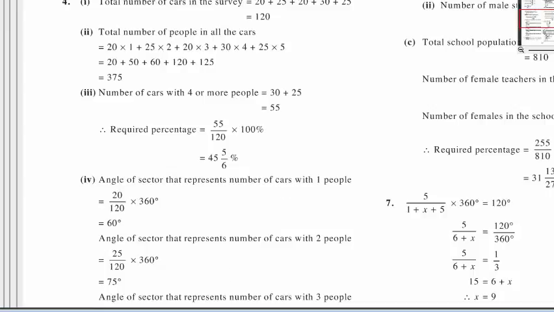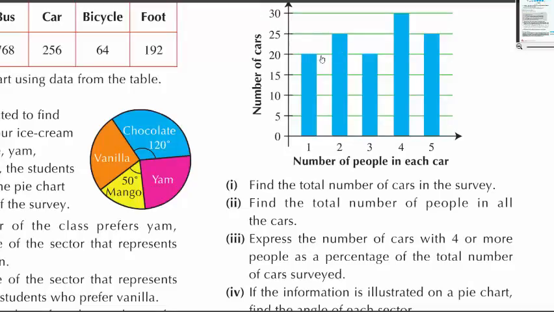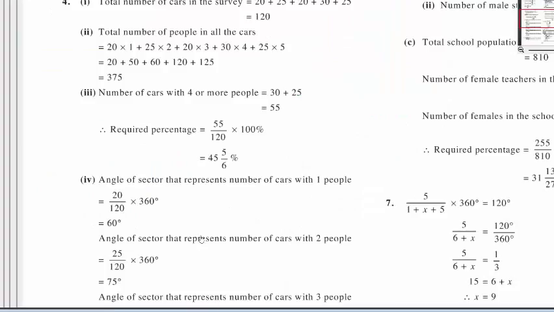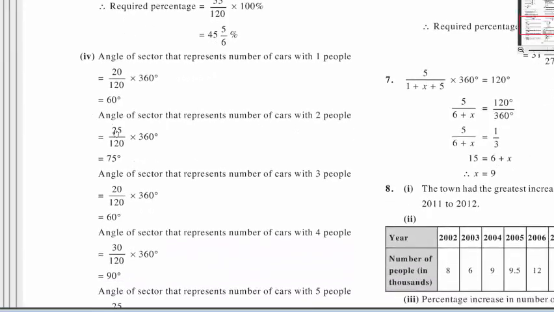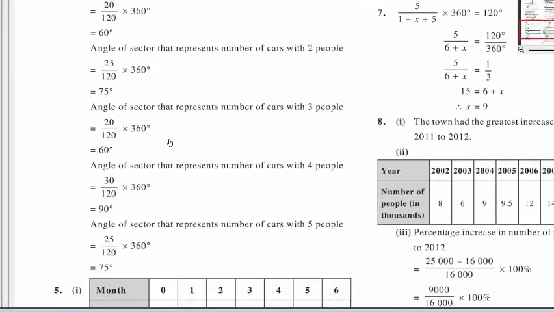Okay, then how about cars with 2 people? So again, there are 25 cars. So you take 25 cars over a total of 120 cars times 360. So remember, I write the statement, angle of sector that represents number of cars with 2 people. So you take the height of the bar over 120 cars times 360, you get 75. So doing the same for all other bars, this is the answer.